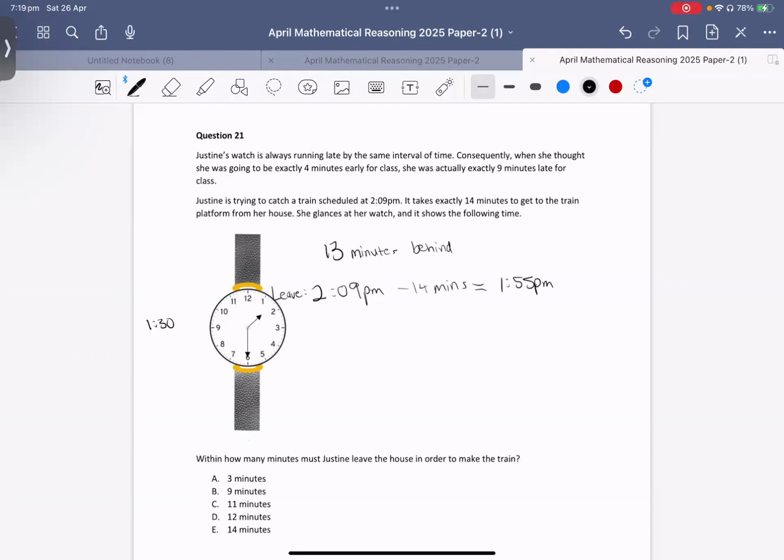But we also know that her watch is exactly 13 minutes behind. So to adjust for her watch, we actually need to leave. If it shows 1:55 p.m. on her watch, she's actually 13 minutes behind that, right? So to adjust for that, we need to leave 13 minutes earlier. So the time we need to leave, according to her watch, would be 1:42 p.m.